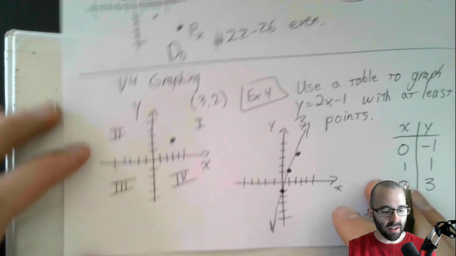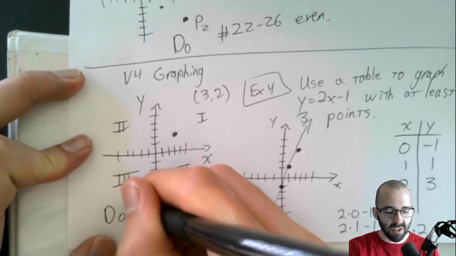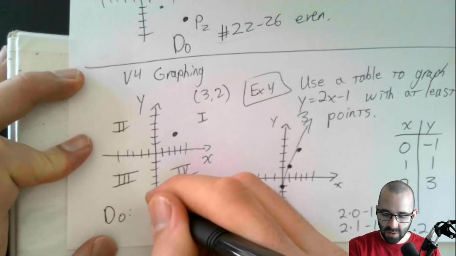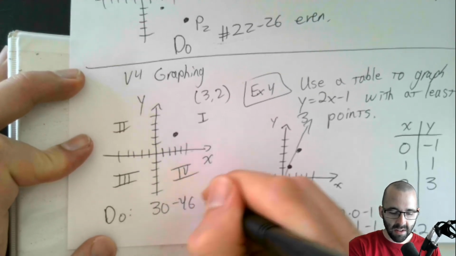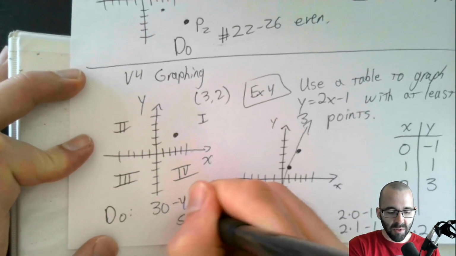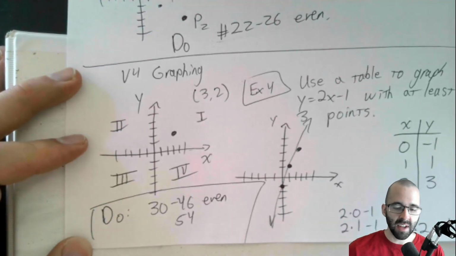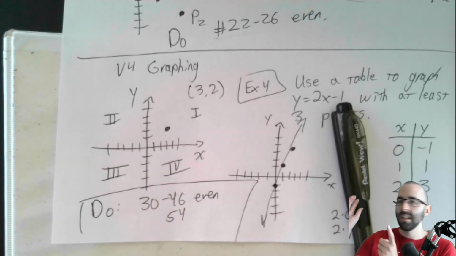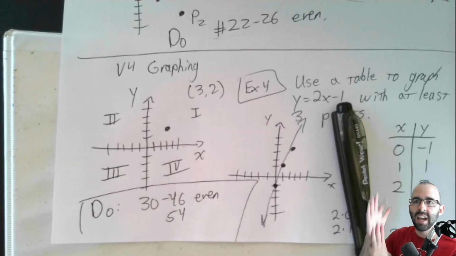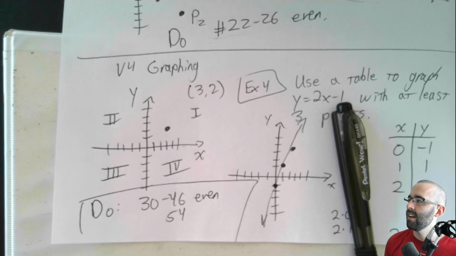So this should be all the information you need to finish the homework assignment. So do number 30 through 46 even, and number 54 as well. And that should be the whole assignment. If you have any questions, email, Slack, Canvas message, okay? And good luck.